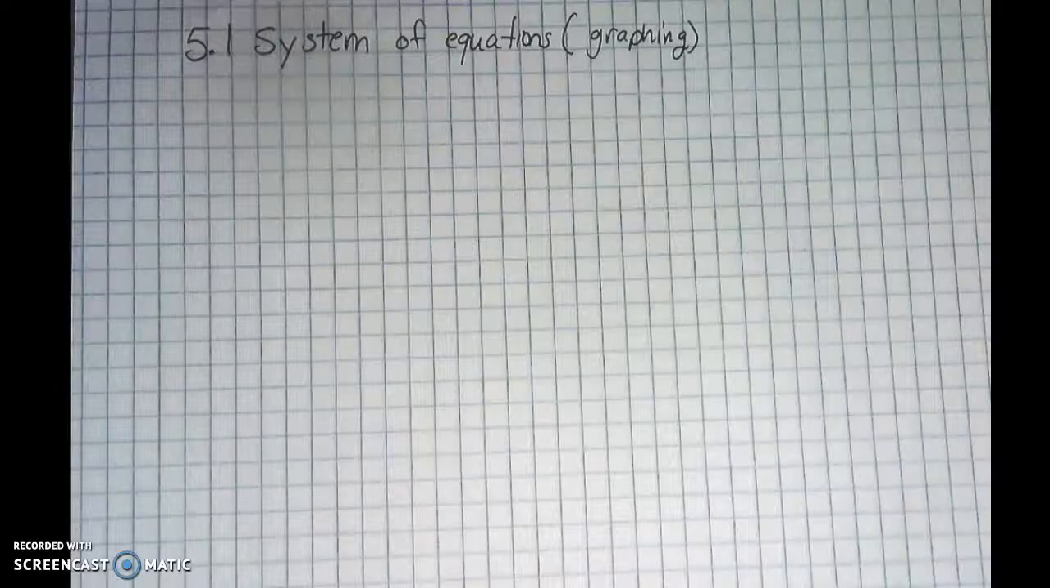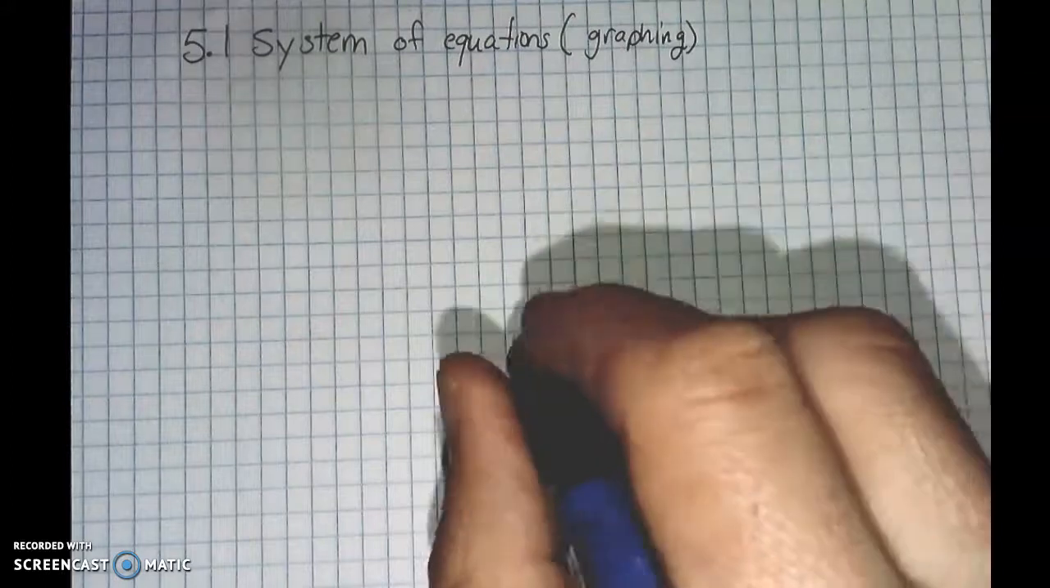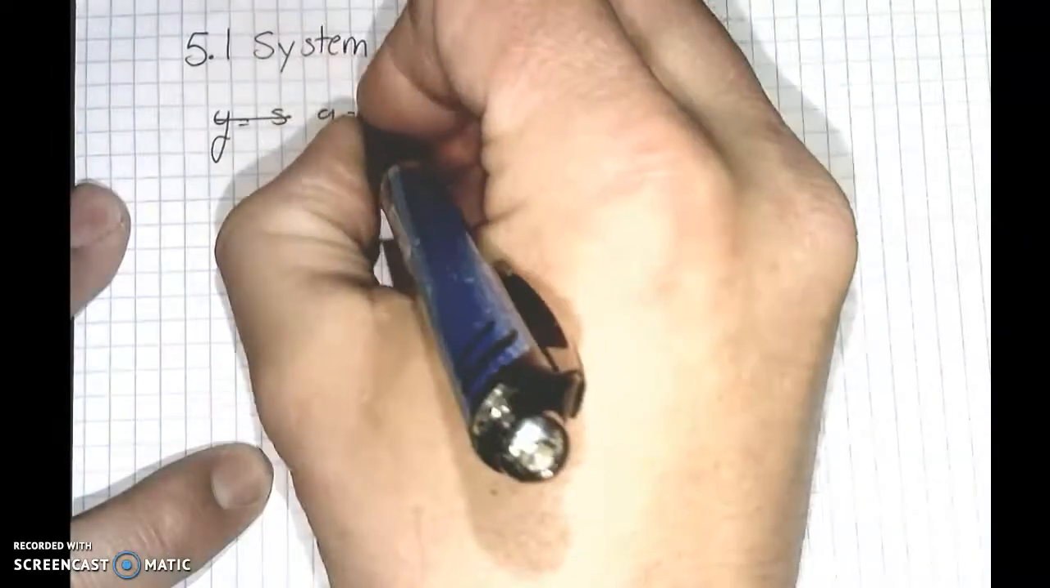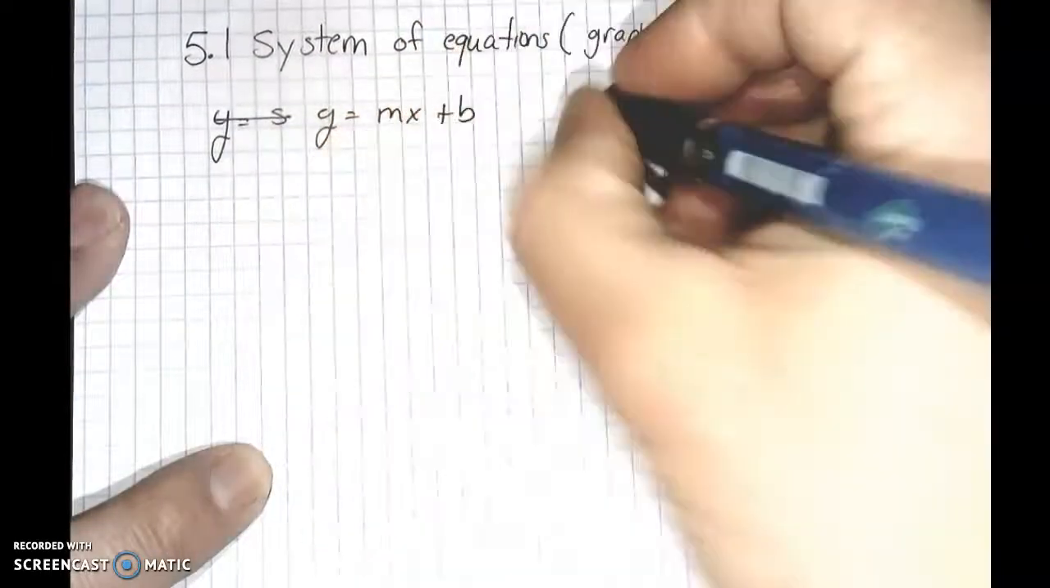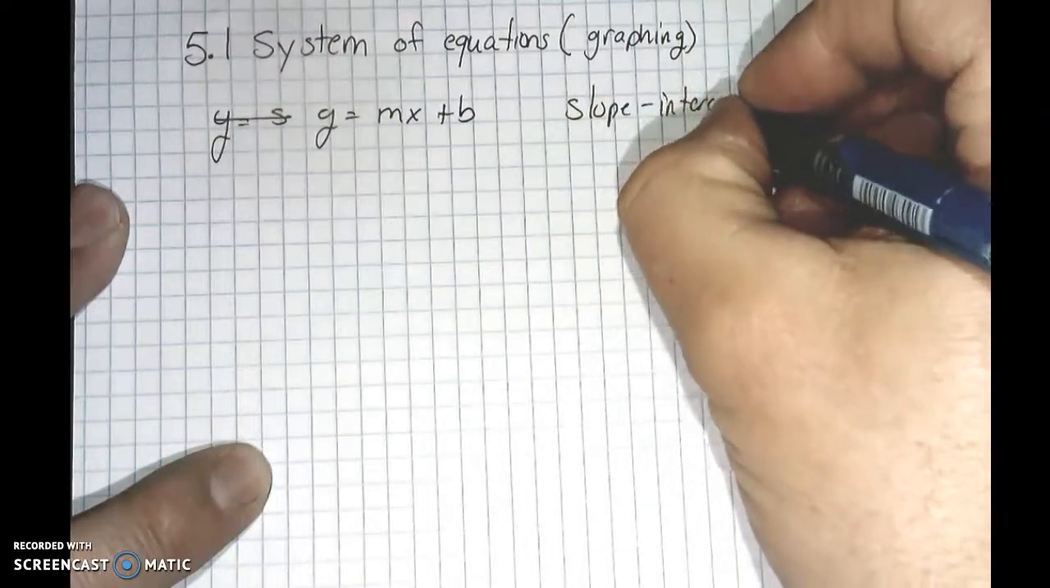All right, so today we're introducing systems of equations, graphing, and what we're going to work with first of all is our slope-intercept form, which is y is equal to mx plus b. So this is our slope-intercept form.